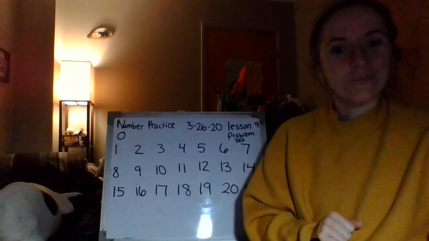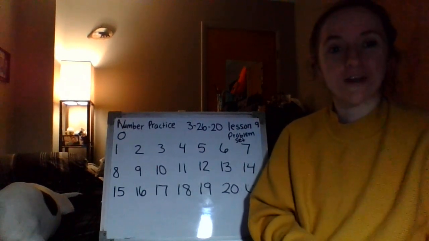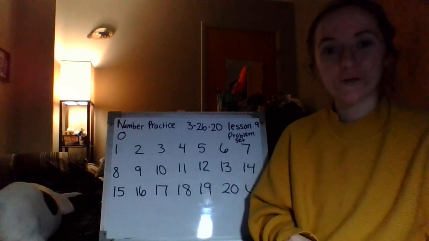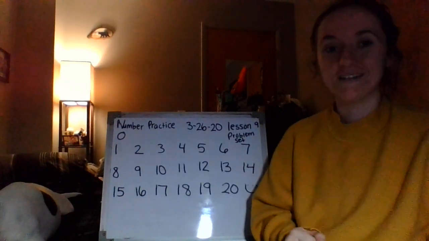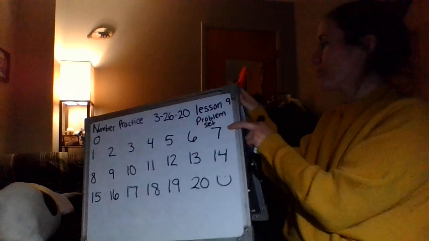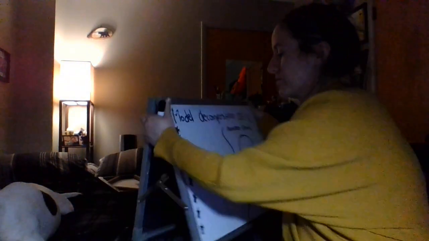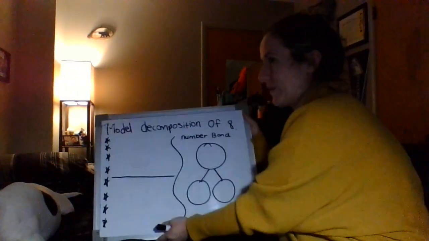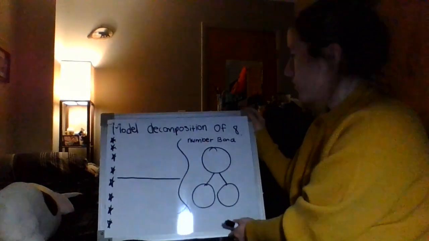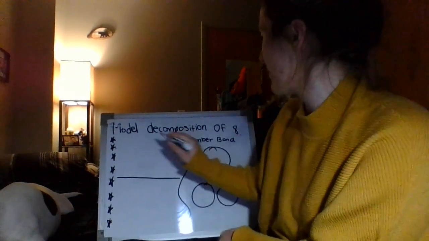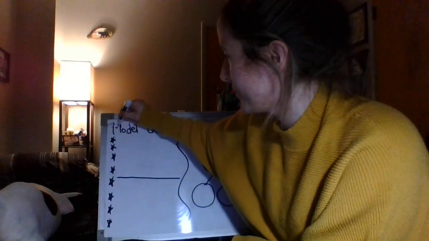All right, guys, welcome back. Great job with your numbers. I've seen a lot of great work in portfolios of friends writing the numbers 0 through 20. So that's something we just want to continue to practice so that we are super, super great at writing our numbers 0 through 20. So today we are going to be modeling the decomposition of the number 8.